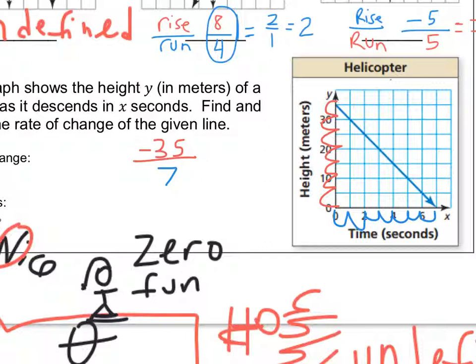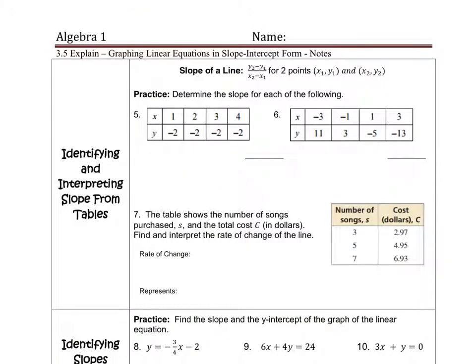So he's going down 35 meters in 7 seconds. If we reduce that, that's going to be the same as negative 5. So he's going down 5 meters every 1 second. Or they could just make the slope be slope equals negative 5. But the big thing is the interpretation. That means that this helicopter is going down 5 meters every second. Okay, now turn the page.